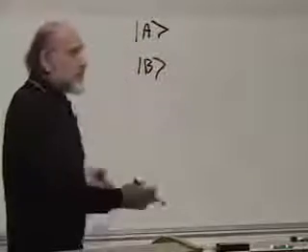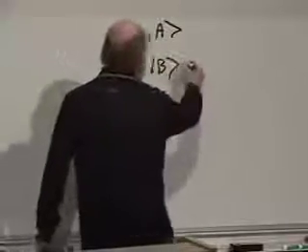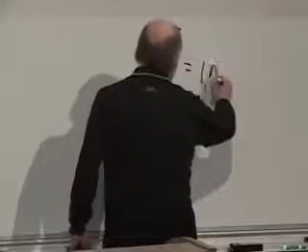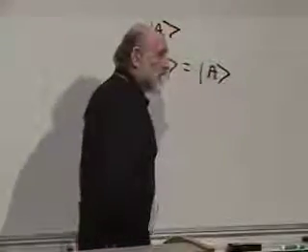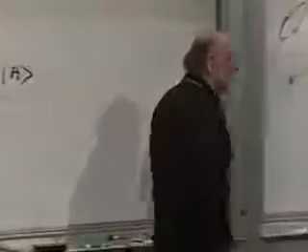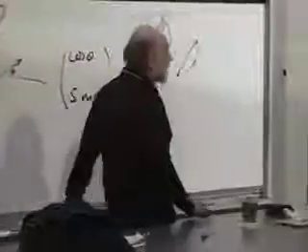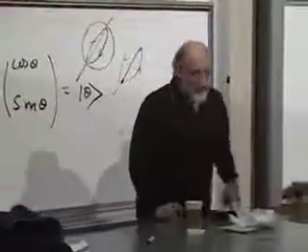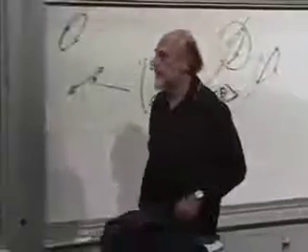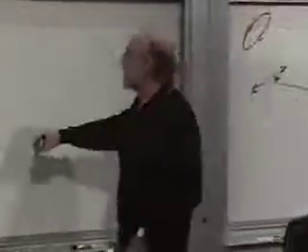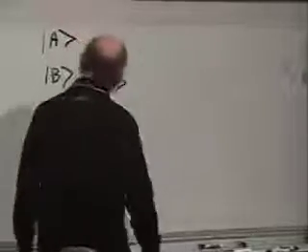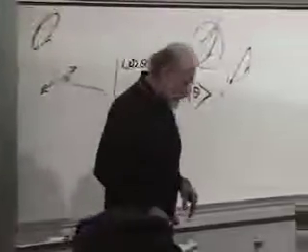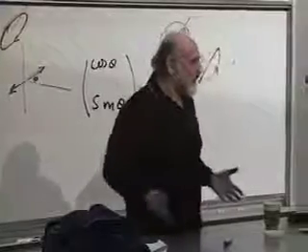Of course, what it means for them to be the same is that A equals B. They are the same vector. What does it mean for them to be different? Well, now we have to decide exactly what we mean. We could put a dot here, fine. We could put a dot there. It would mean that they are equal up to a phase.